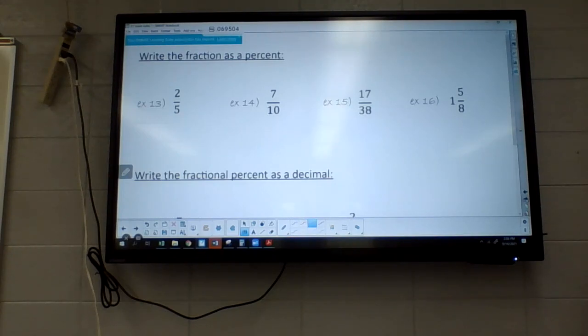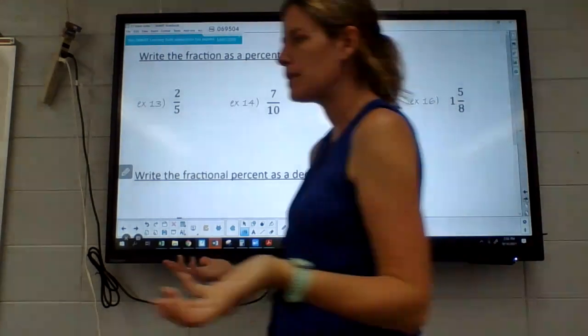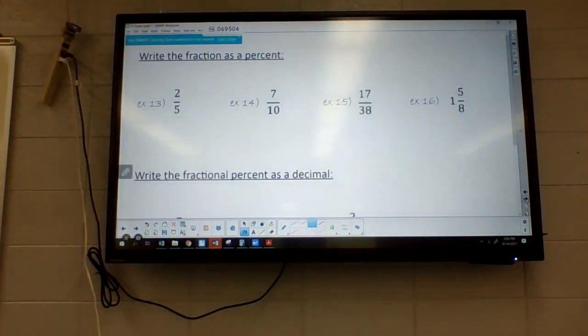So this might be a little bit trickier, depending on how you want to go about it. There are a couple of different things you can do. I can show you a couple of different ways with this. One of them is to use the percent proportion, which we haven't technically talked about yet.